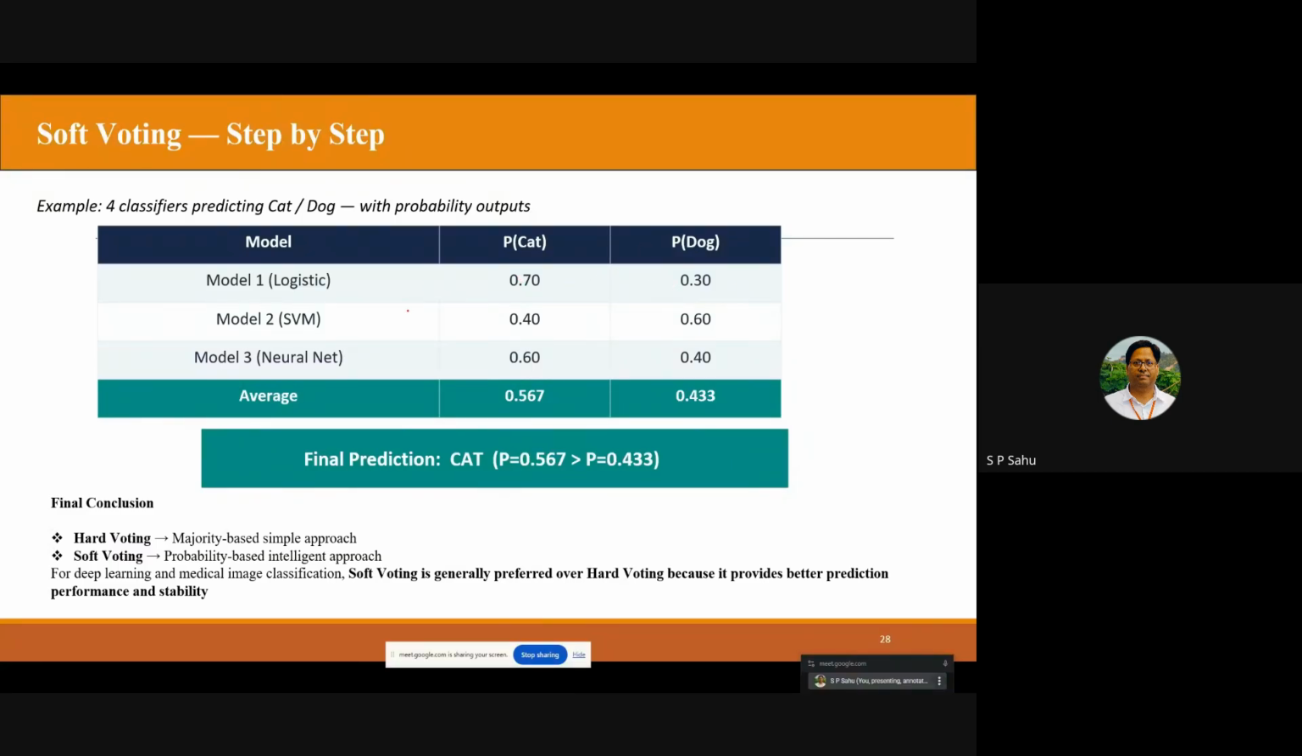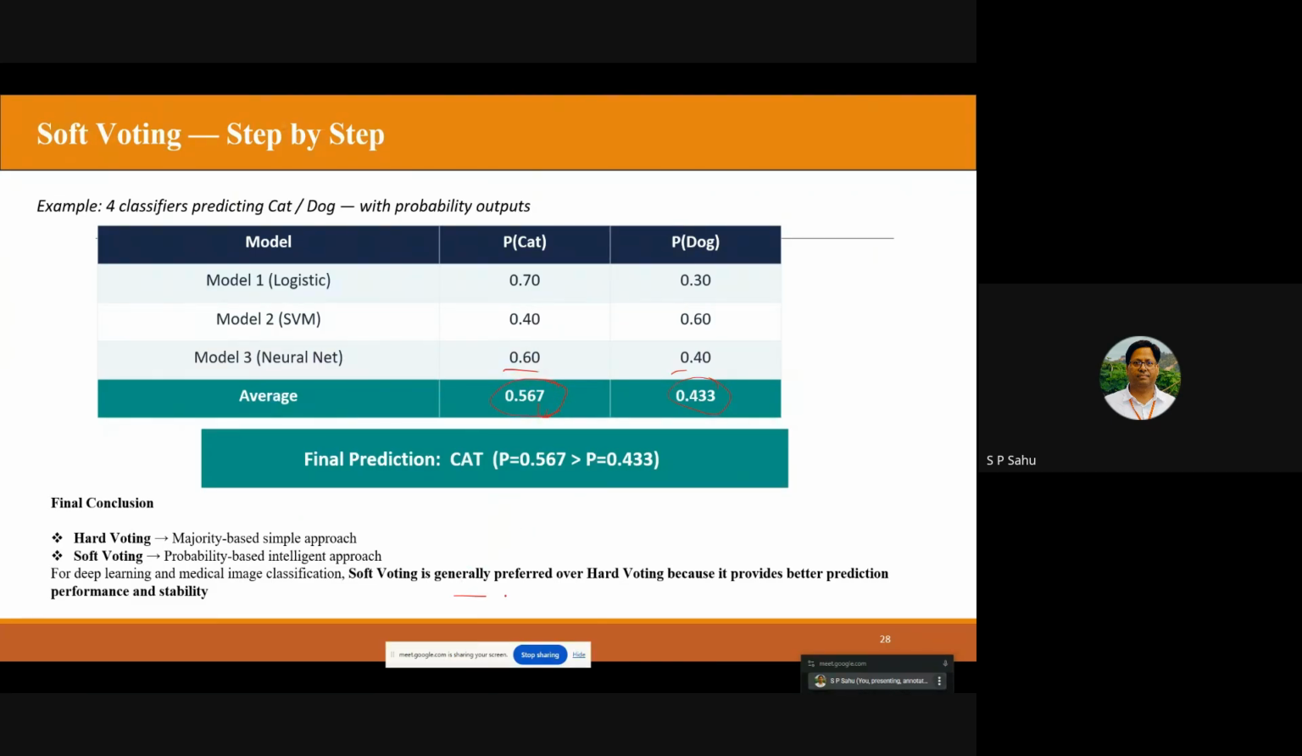And when we are talking about soft voting, the logistic model has given a probability of 0.7 for cat and 0.3 for dog. SVM has given 0.4 probability for cat and 0.6 for dog, and similarly the neural network has 0.6 and 0.4. So we'll have a 0.567 probability for the sample being a cat and 0.433 probability for being a dog. Which one has the higher probability value? 0.567. So the applied sample belongs to the category cat. So this is all about hard voting and soft voting.